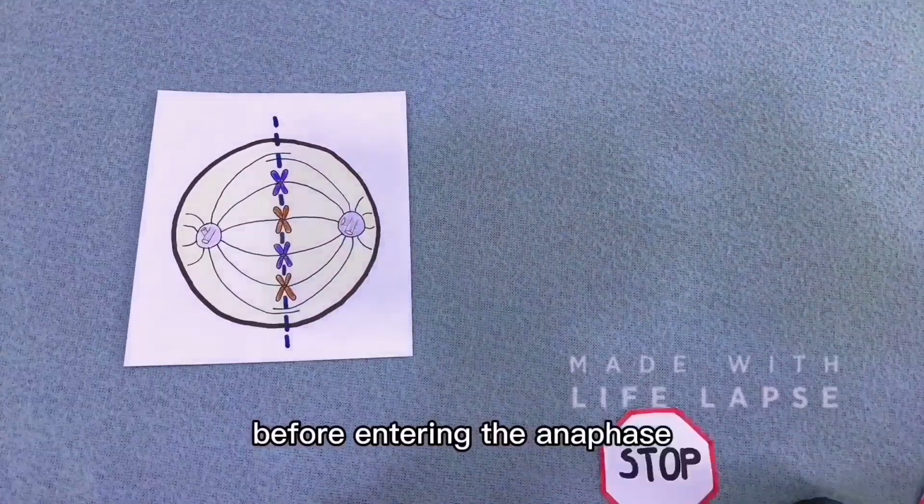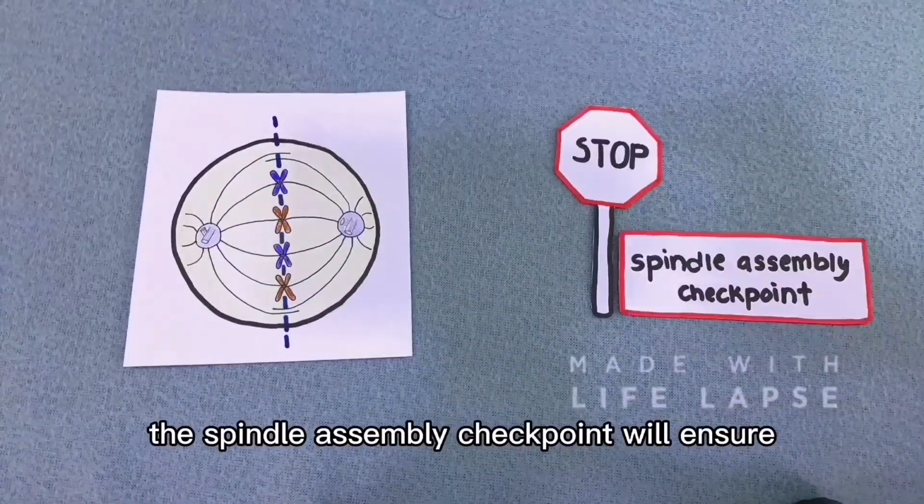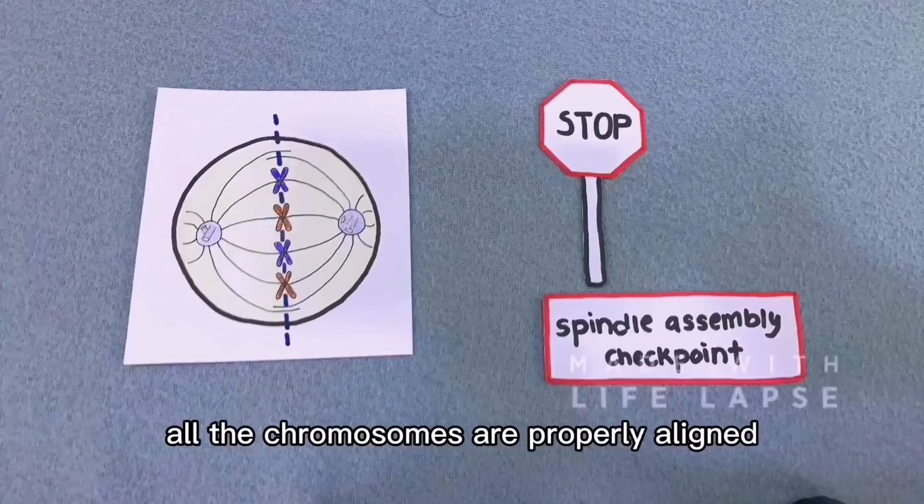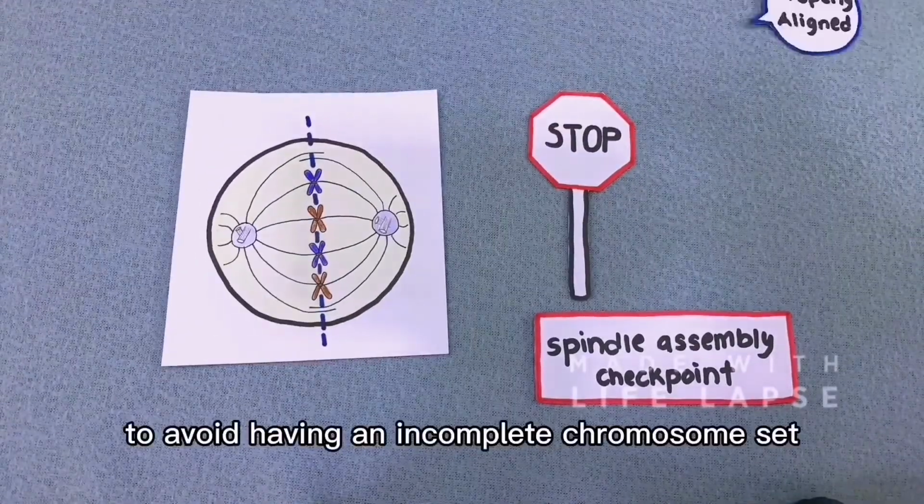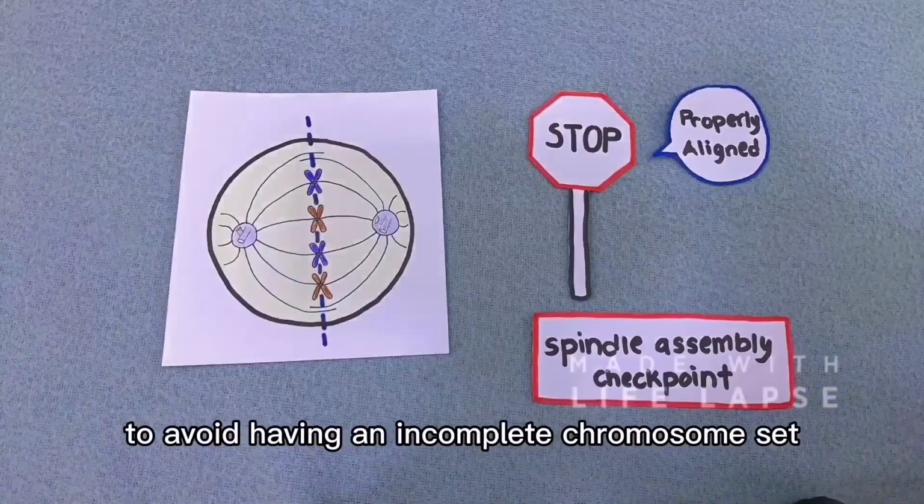Before entering anaphase, the spindle assembly checkpoint will ensure all the chromosomes are properly aligned at the metaphase plate to avoid having an incomplete chromosome set.